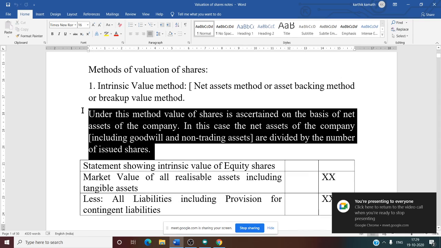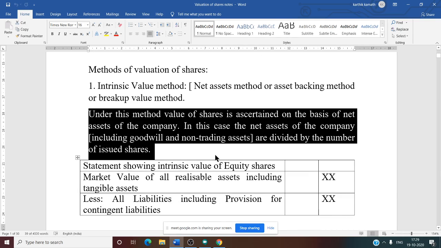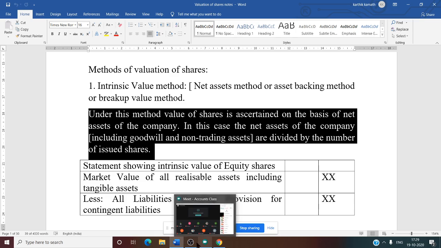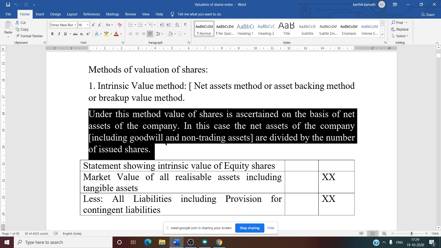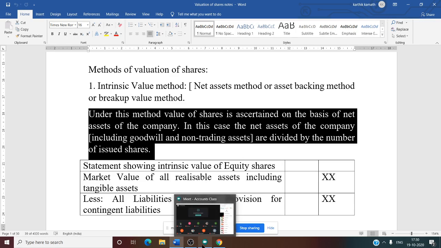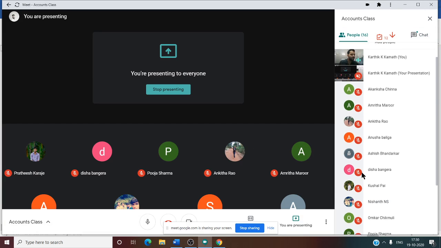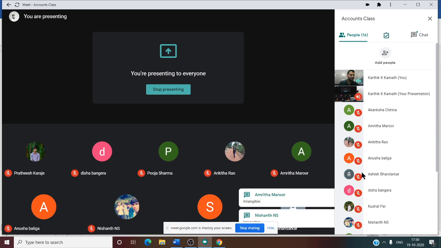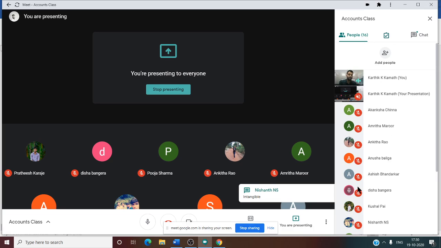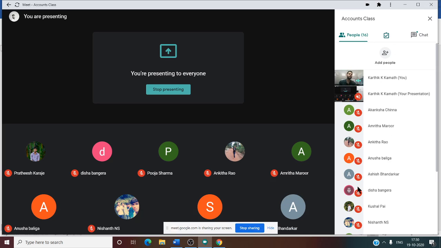Under this method, the value of a share is ascertained on the basis of the net assets of the company. So here, the term asset means what? It includes goodwill and non-trading assets. So what do you mean by goodwill? You know it is a reputation for the company. Whether goodwill is a tangible asset or an intangible asset, you know, right? Yes, goodwill is an intangible asset. Correct. So it doesn't matter whether the assets are tangible or intangible. You are going to write these assets when you are calculating the net asset method or intrinsic value method.